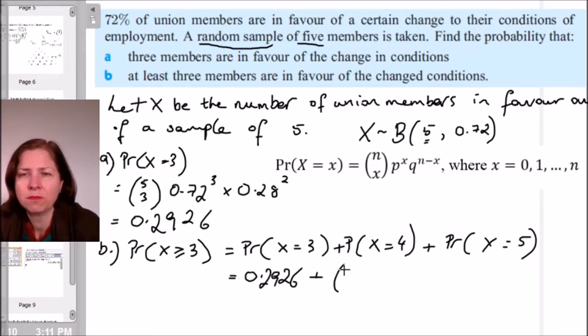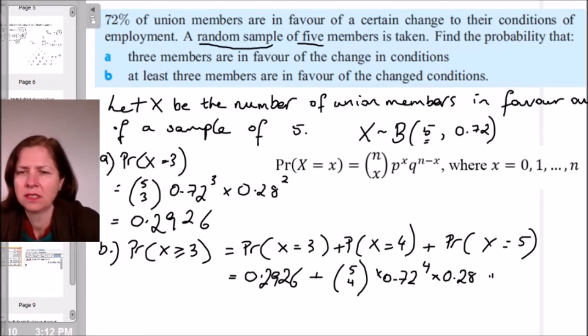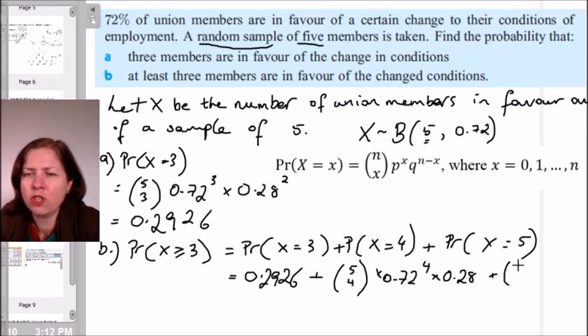And then I have 5 choose 4, which is going to give me a value of 5. Then I'm going to have 0.72. Now this is to the power of x, and x is 4. And then it's going to be times 0.28. And then plus, not times, plus, it's going to be 5 choose 5, which always returns me a value of 1, times 0.72 cubed. I'm not going to write times 0.28 to the power of 0.